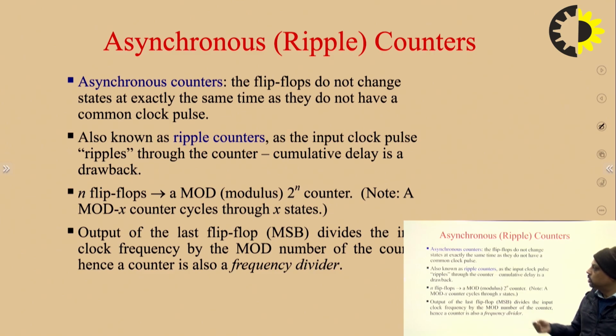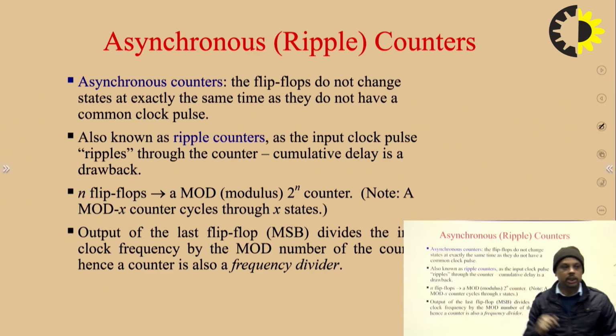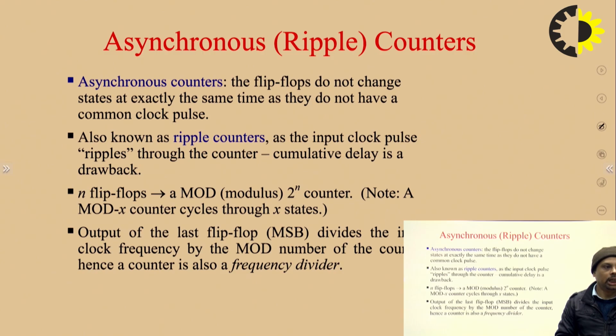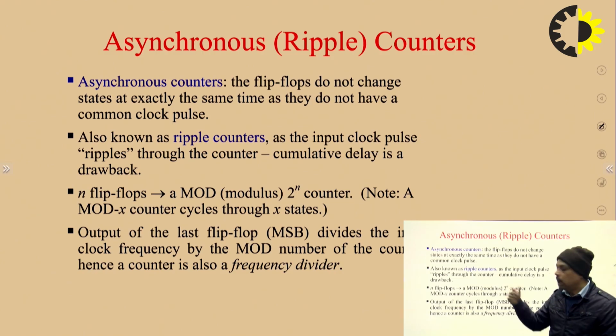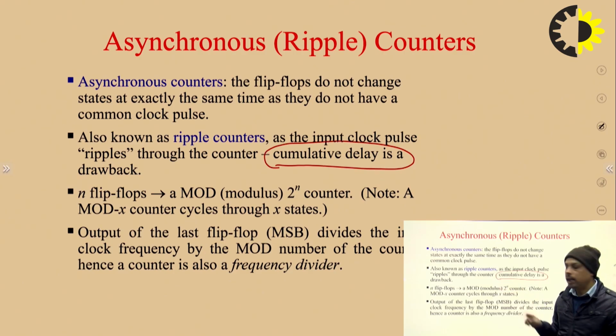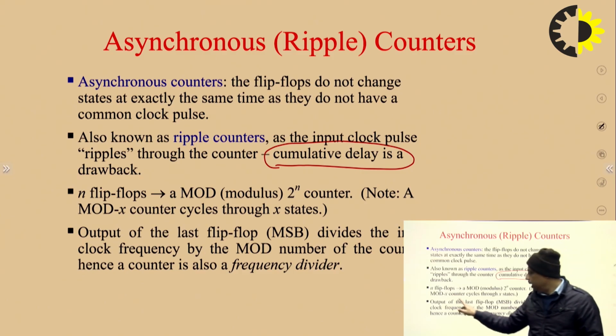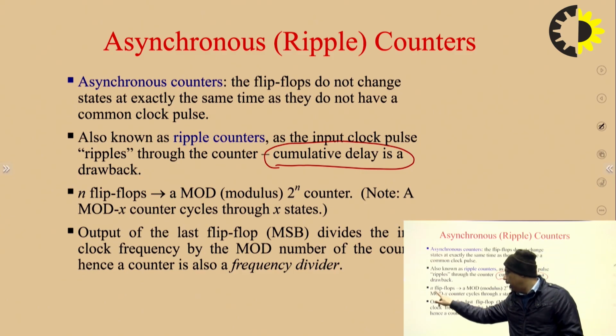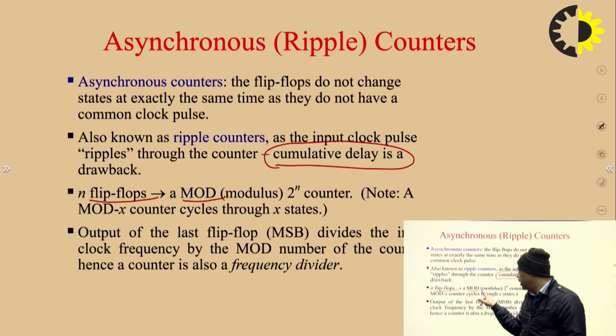So it is also known as an asynchronous counter because there is no synchronization between the input clock, and it's also known as a ripple counter because the output is rippled from one flip-flop to another flip-flop. The drawback is the cumulative delay is very large, so these counters are generally slow. There is another thing: n flip-flops are required, or we can say the mod.